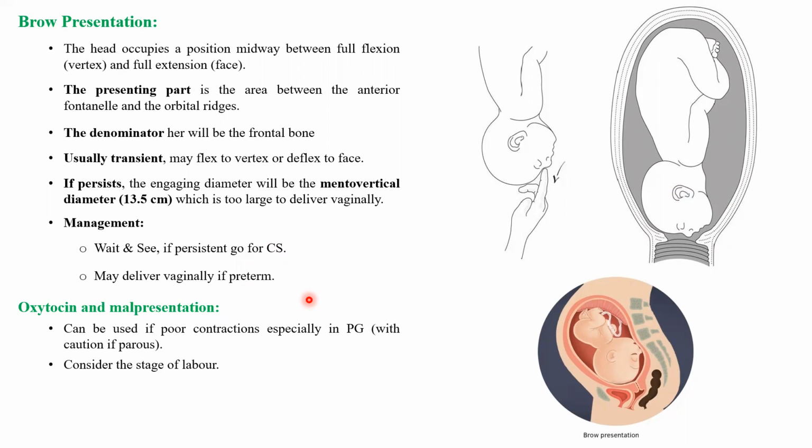If there are poor contractions, especially in primigravida, it may be used with caution in multiparous women, but at a point of safety after assessment by the senior or the consultant. So this was about the station, the mechanism of normal labor, the different malpositions and malpresentations, and the possible questions that you may be asked in this station.